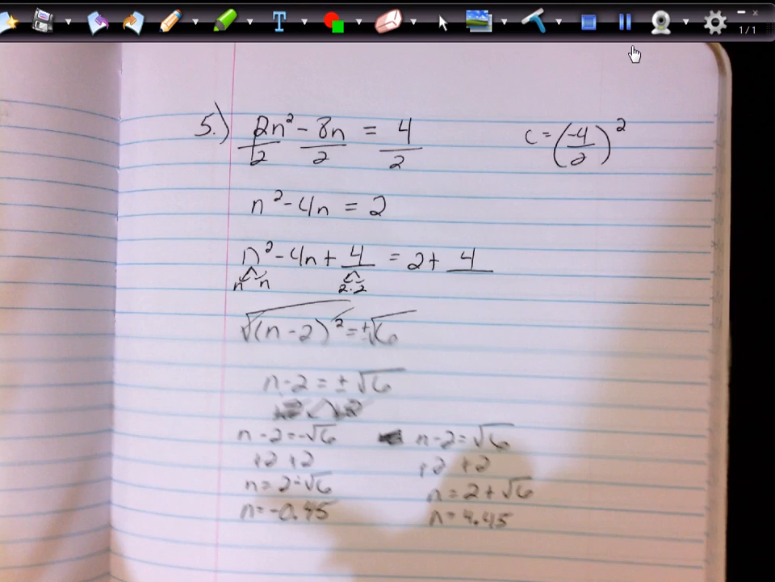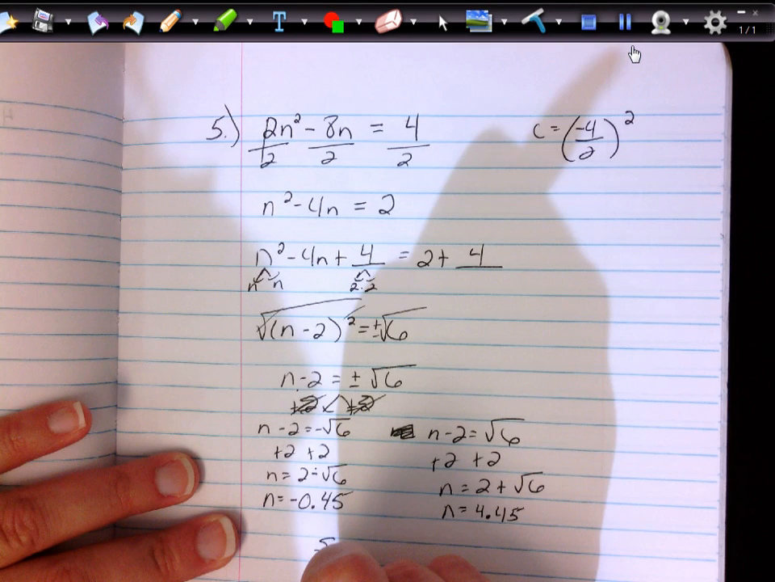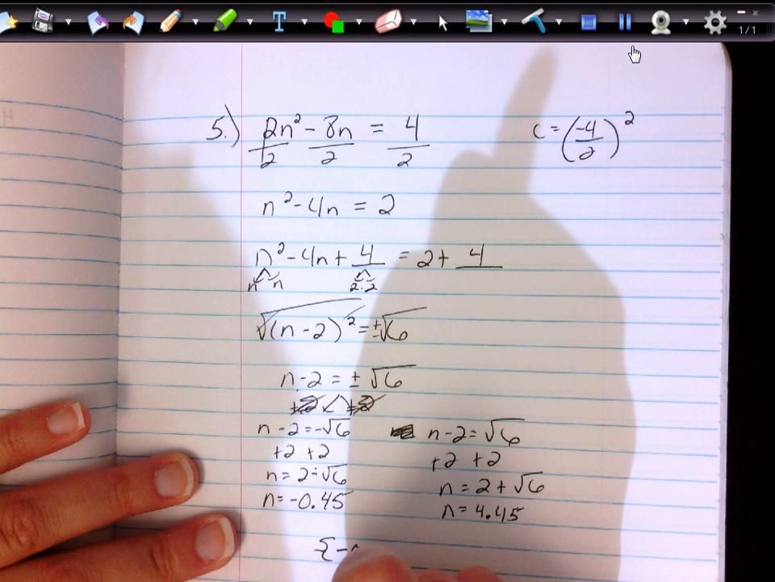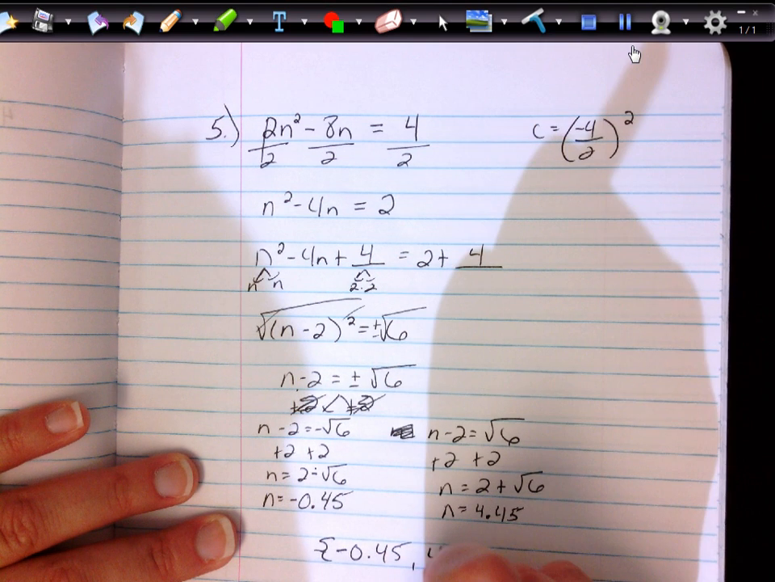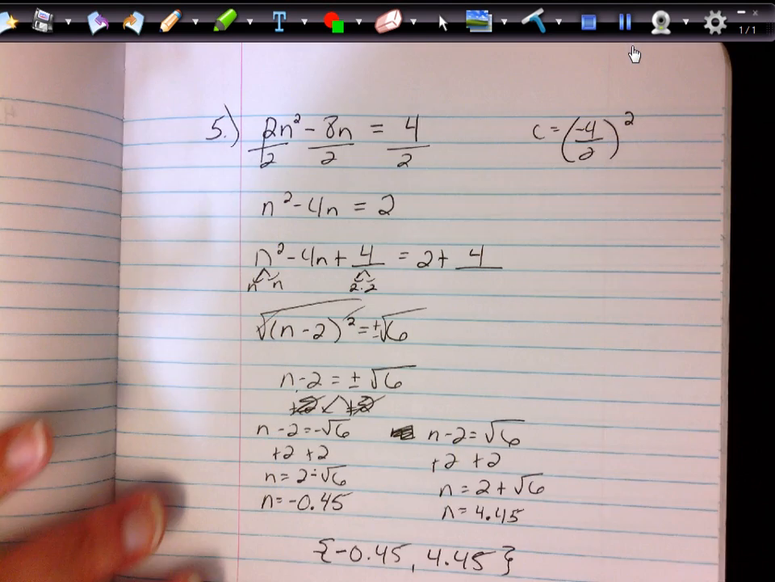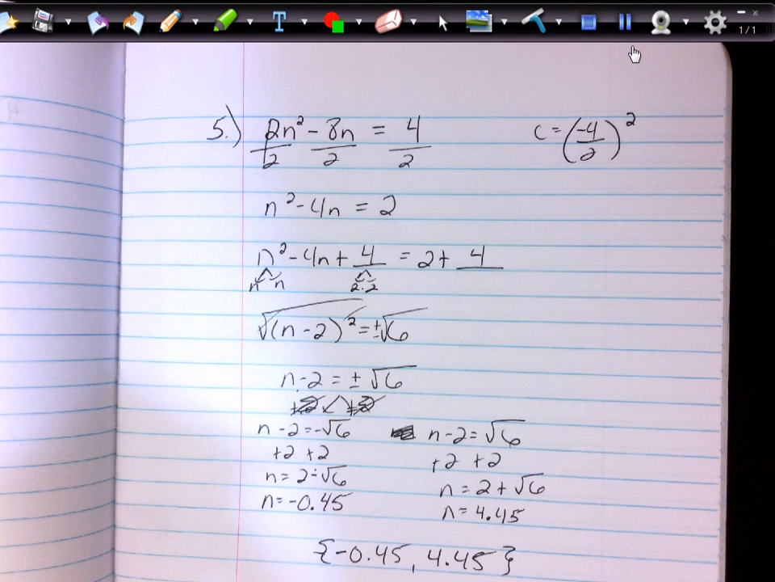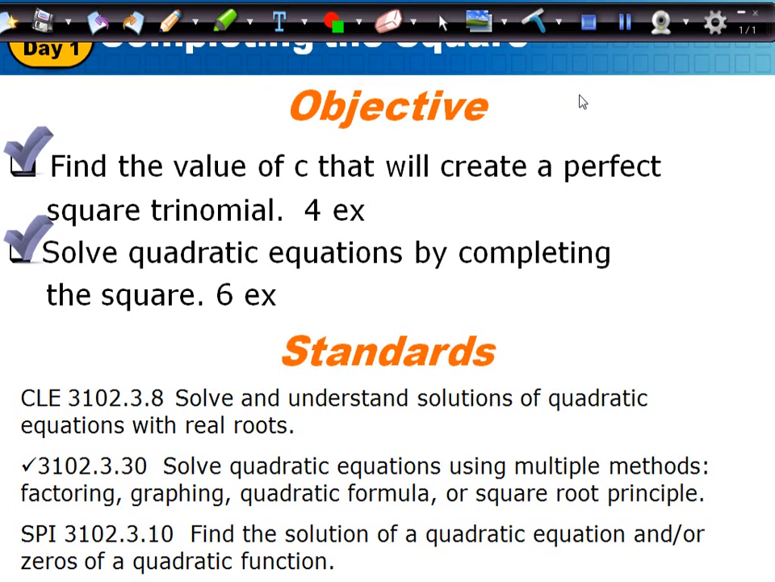Okay, so in my braces, I'm going to say negative 0.45 and 4.45 as being my final answers. Just make sure you have all of that work down before you move on. Alright, so we should now be able to solve quadratic equations by completing the square.